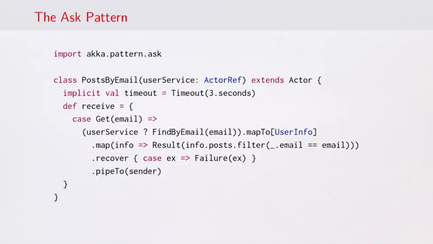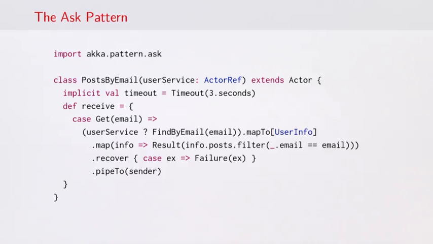Another useful pattern is the one where you expect exactly one reply. We call this the ask pattern. You ask a question, you get one reply. This is also pretty common, which is why it is implemented as a pattern within Akka. Importing this gives you an implicit conversion on actor refs, which gives it this question mark operator here. We pronounce this user service ask find by email in this case.